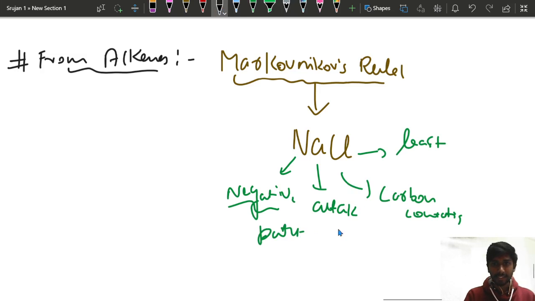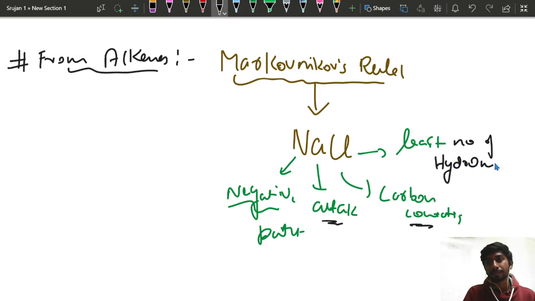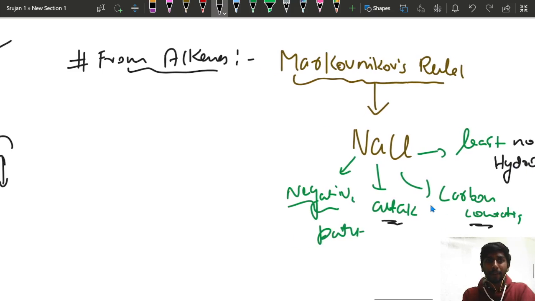The negative part attacks the carbon containing the least number of hydrogen atoms. Okay, negative part attacks carbon containing least number of hydrogen atom.